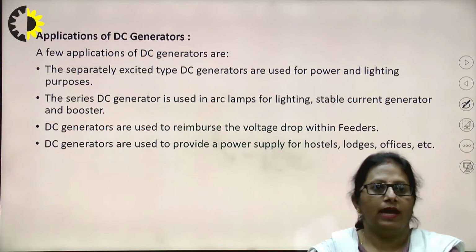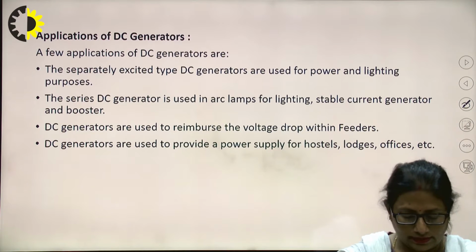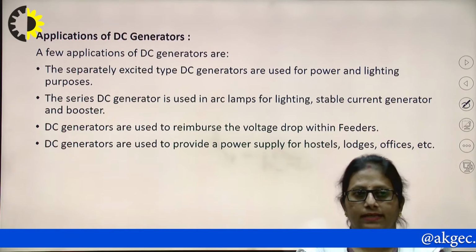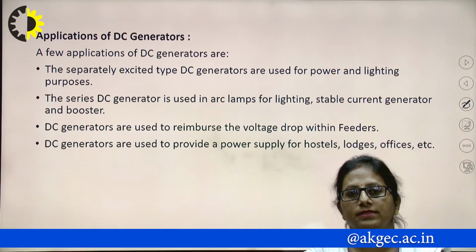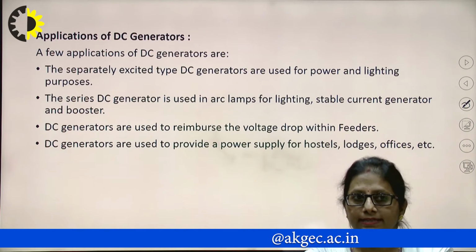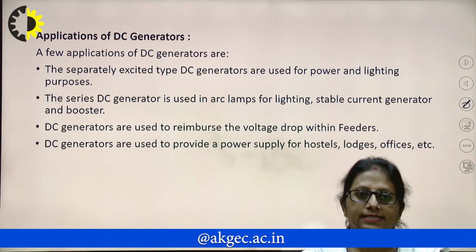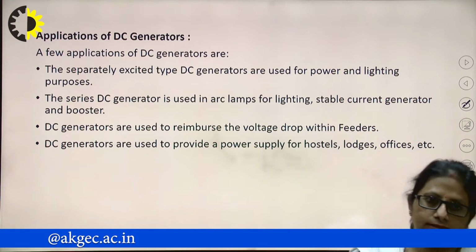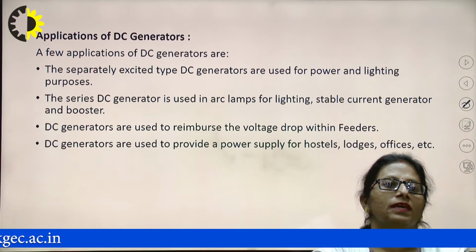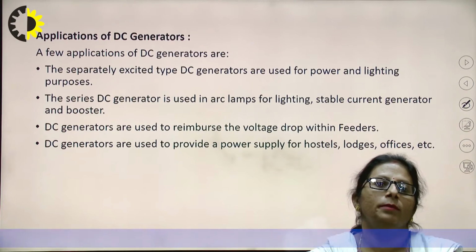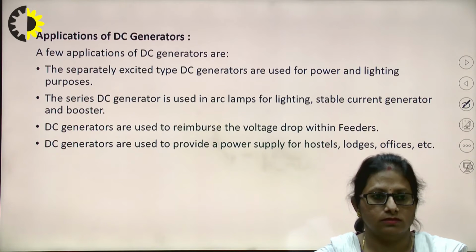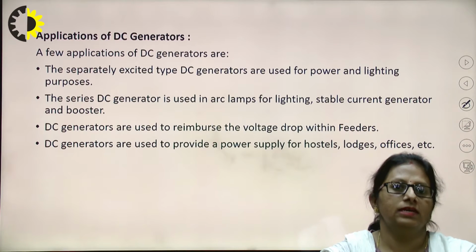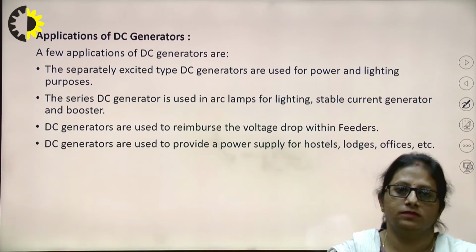Coming to the applications of the various DC generators we have seen. A separately excited DC generator is used for power and lighting purposes. The series DC generator is used in arc lamps for stable lighting, and also as a stable current generator and booster. Compound generators are used to compensate the voltage drop within the feeders, and also to provide power supply for hotels, hostels, lodges, offices, etc.